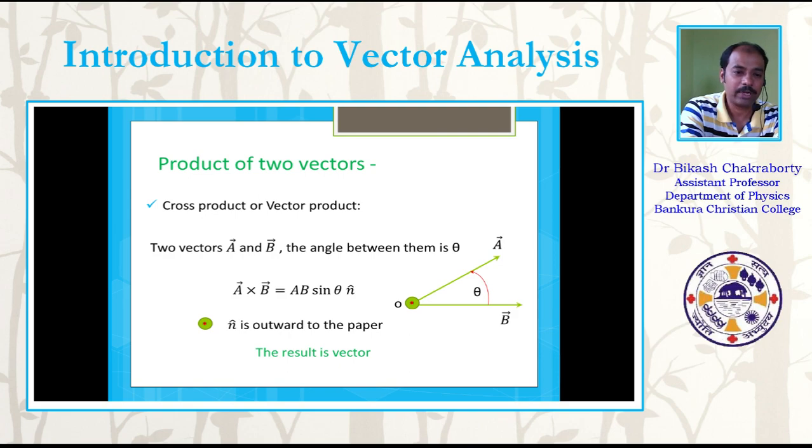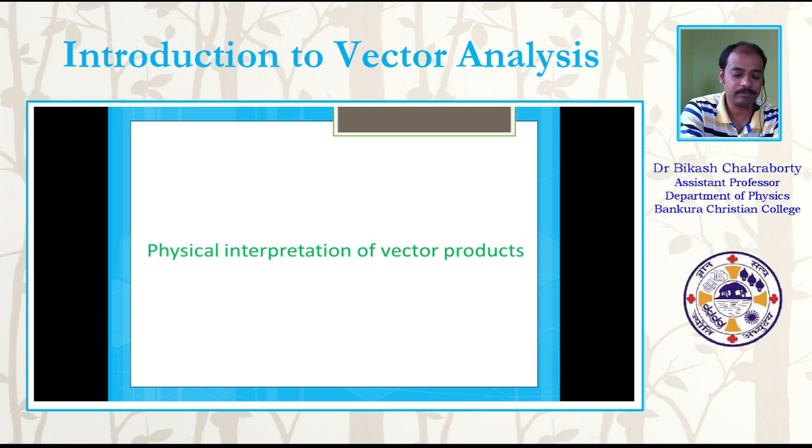From another point of view, we can define the cross product for two vectors A and B. If the angle between them is theta, then A cross B is equal to AB sin theta times n hat, where n hat is outward to the paper, as shown in the figure.